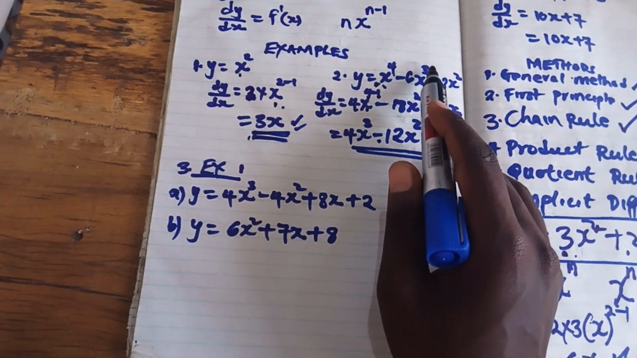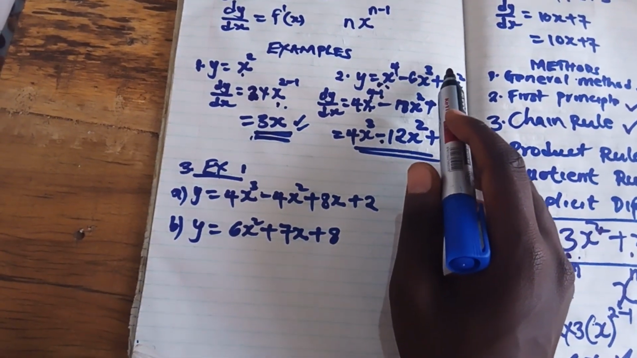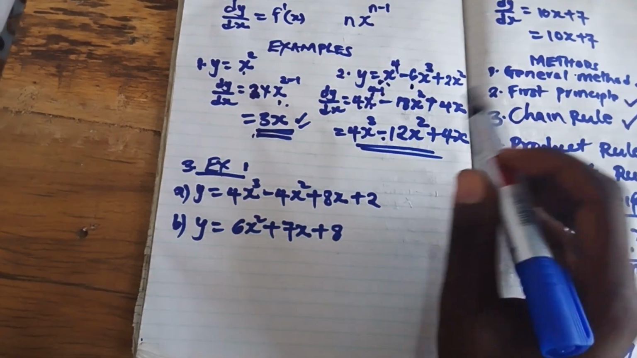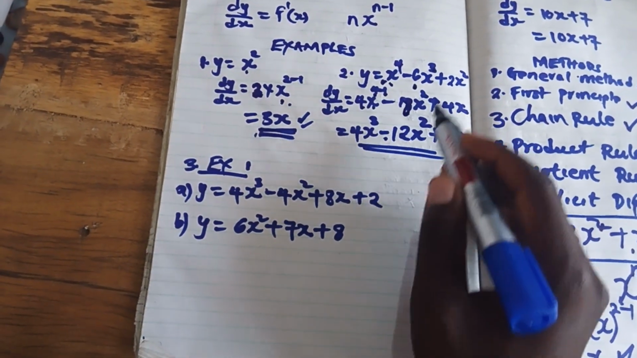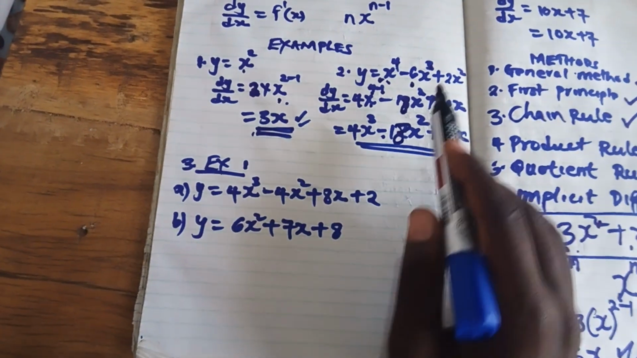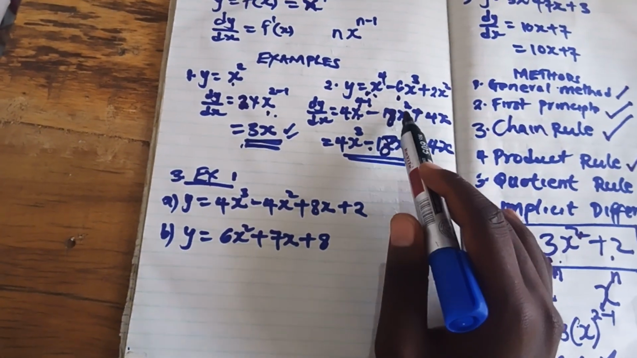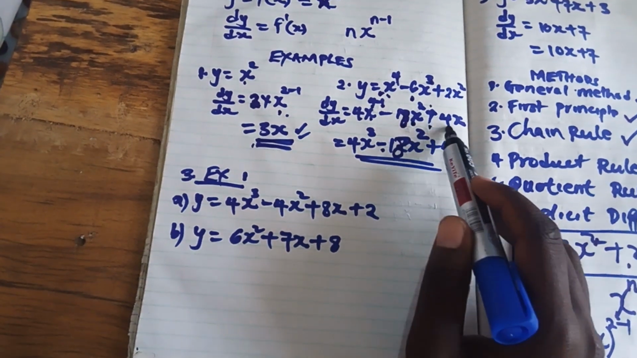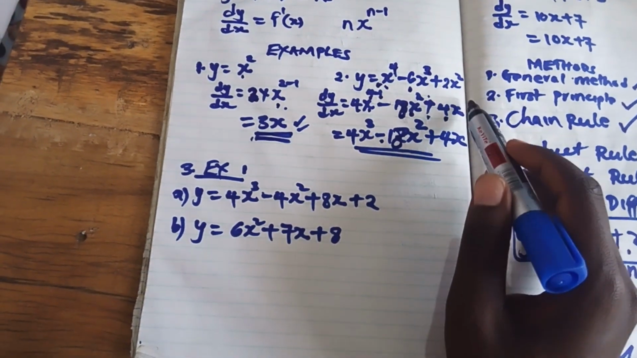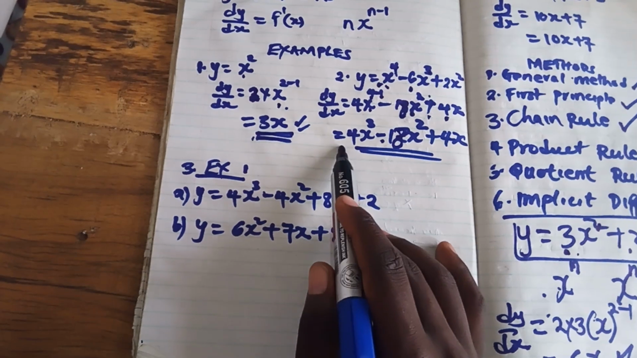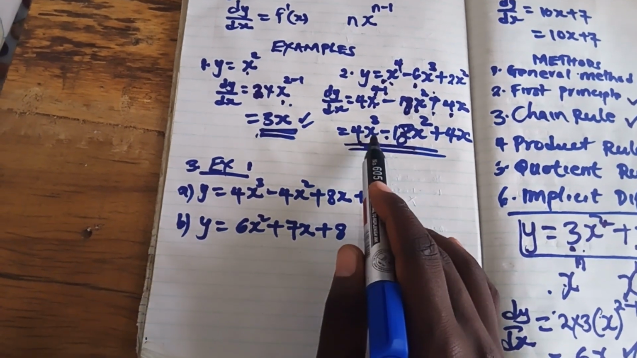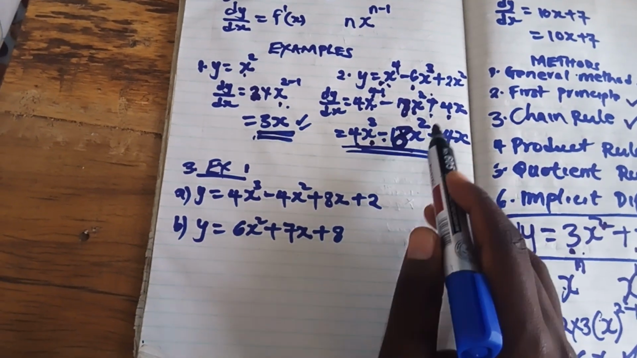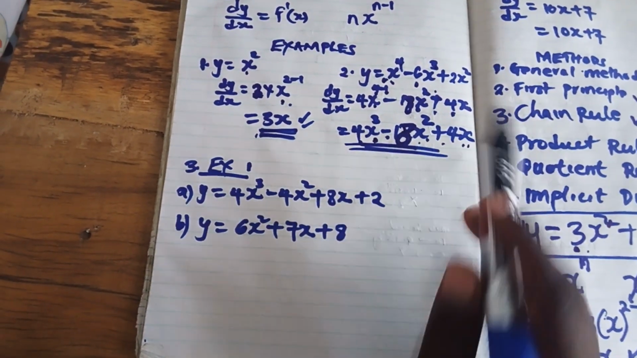minus, this is 3 multiplied by 6, which will be giving us 18. Then x cubed minus 1, which is x squared, plus 4 raised to power 2 minus 1. So our final answer will be 4x cubed minus 18x squared plus 4x.